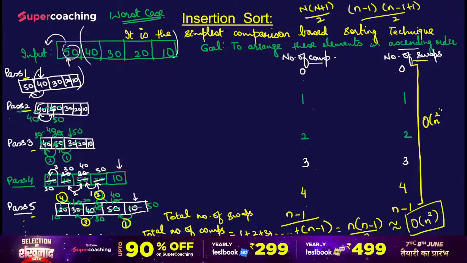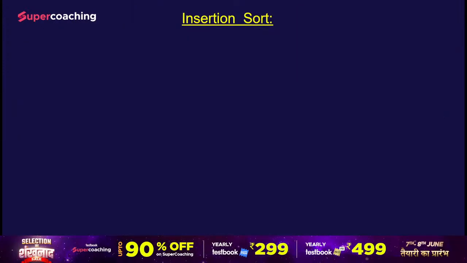ये clear हुआ? So worst case time complexity for insertion sort is order of n square. Now let's talk about the best case. Best case कौन सा होगा? What will be the best case here?